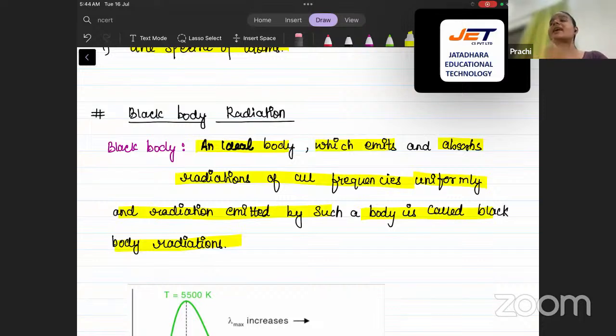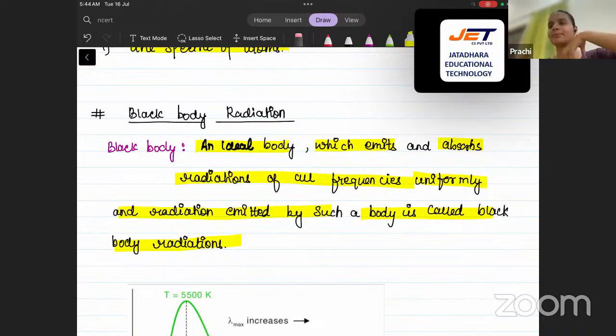So what I can say is, black is not a color, right? It is just that whatever light is falling on that object, it is absorbing all of the light and it is not reflecting anything. So that's why that particular thing will appear as black. Understood?